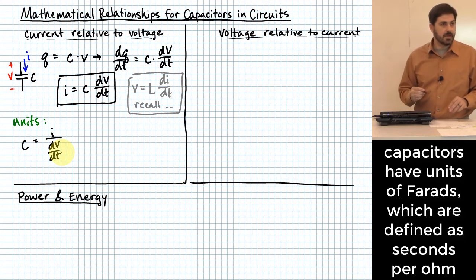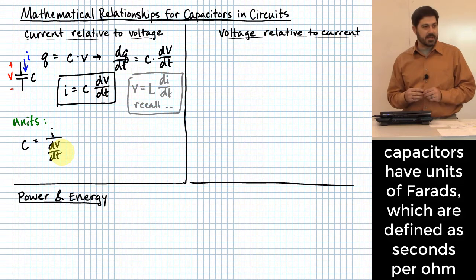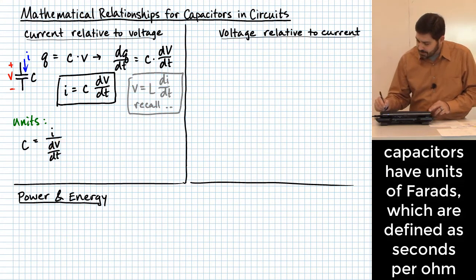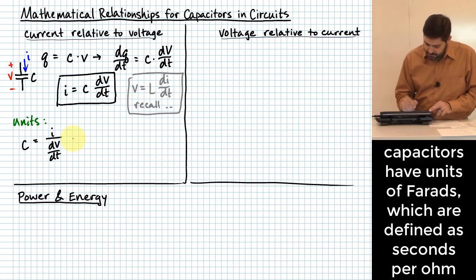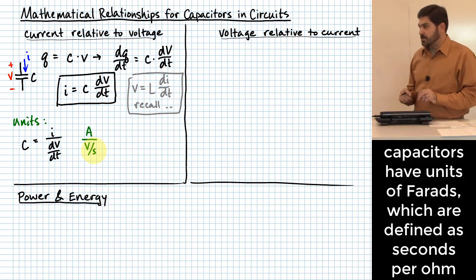Agree with that? Now let's think about what those units would be, particularly in something like an SI system, your typical units for each of these values. What would you have there? Okay, so you would have something like amps for I, and then for dV/dt, that would be something like volts per second. With me so far?